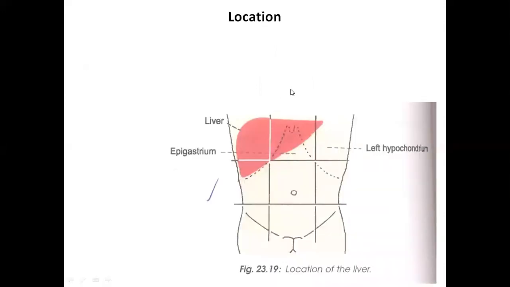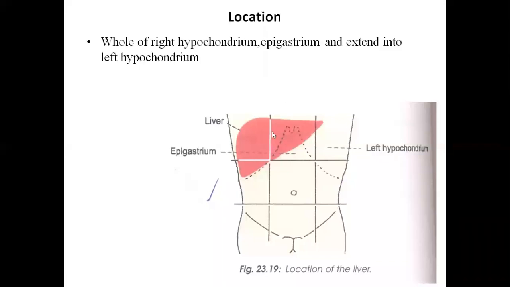Specific location of the liver, it is located whole of right hypochondrium. This area is hypochondrium, right hypochondrium, epigastrium, and it extends into left hypochondrium. Liver also can extend into this area, lumbar area, right lumbar area. And it is the largest gland of the body.